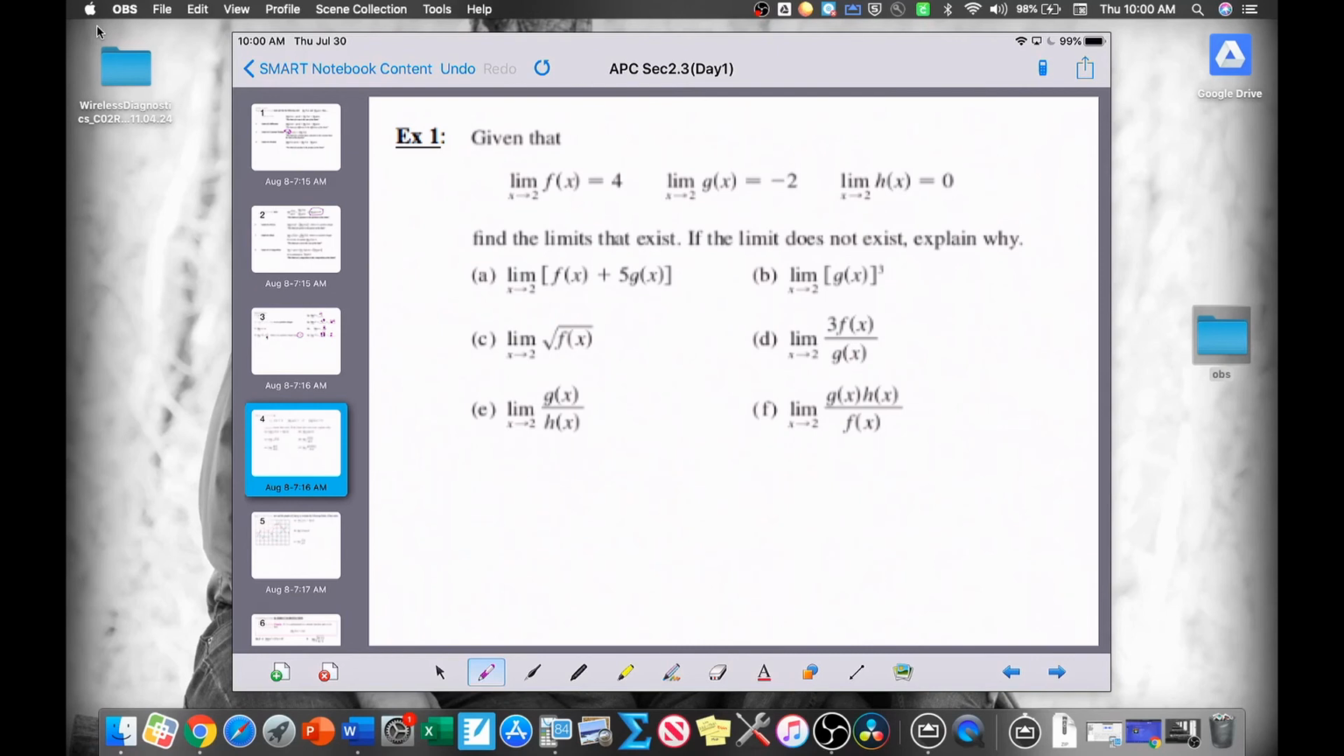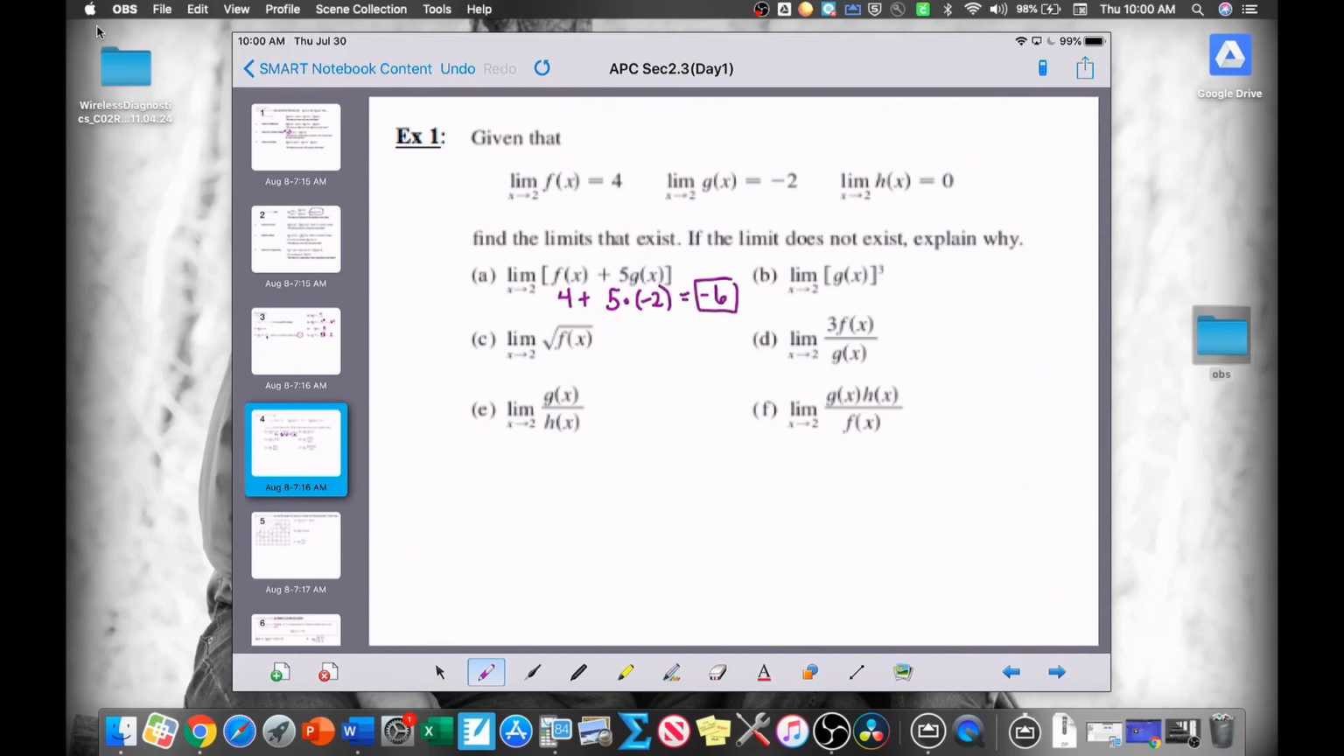In letter A, we're asked to do the limit as x approaches 2 of f of x plus 5 times g of x. And basically we know that based on our limit laws, this would be the limit as x approaches 2 of f of x, which is 4, plus 5 times the limit as x approaches 2 of g of x, which is -2. And 4 plus 5 times -2 is -10. 4 plus -10 will give us an answer of -6.